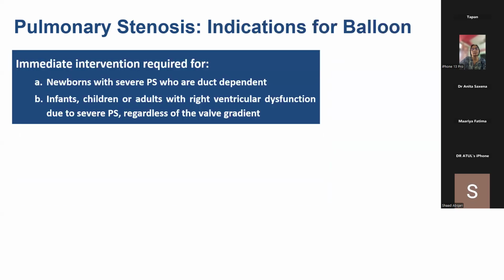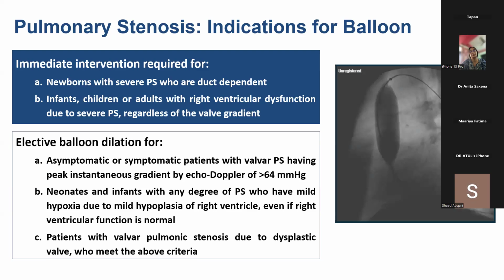So what are the indications for balloon dilatation? Newborns with severe pulmonary stenosis who are duct dependent: obviously you will not go so much by gradient. The very fact that the PDA is shunting left to right would mean that PS is severe. And of course, if there is right ventricular dysfunction, then also you require almost an urgent intervention, whatever the gradients are. But in the garden variety of pulmonary stenosis, elective balloon dilatation can be done if the gradient by echo Doppler is more than 64, even in asymptomatic patients.